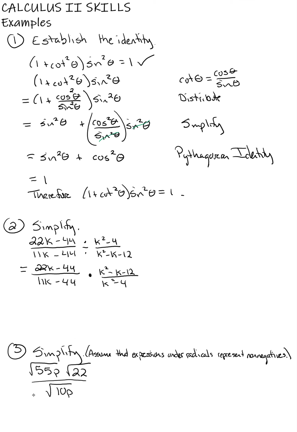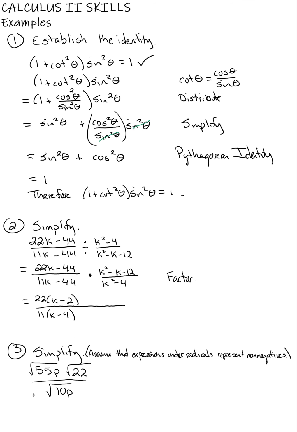All right, next thing when it comes to multiplying rational expressions, you could simply multiply the numerators and multiply the denominators. But then after that, we would factor. And I think we can just go straight to that factoring step. So the next thing I'm going to do is factor all of this. So let's see, 22k minus 44, I can factor out a 22 and get k minus 2. In the denominator, let's see, factor out an 11, we get k minus 4.